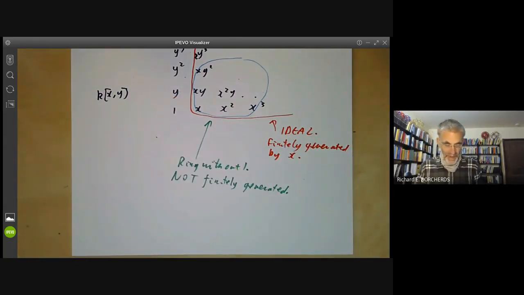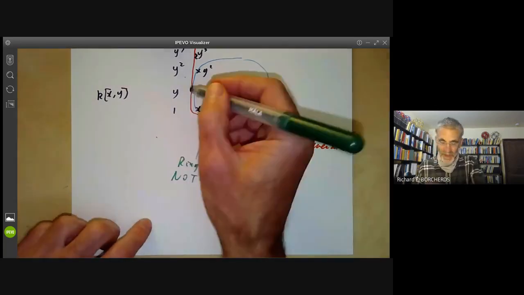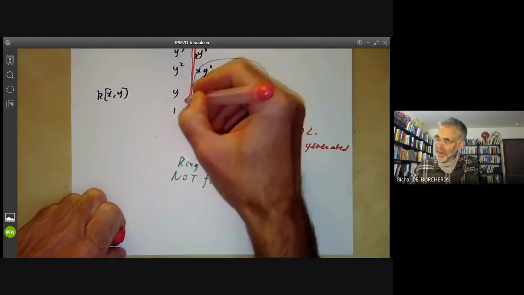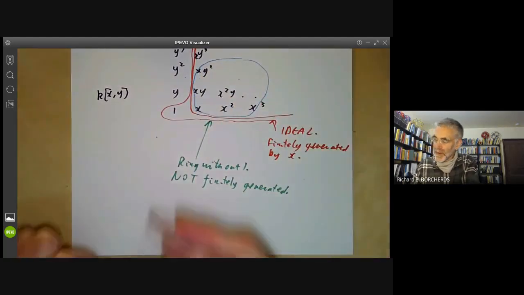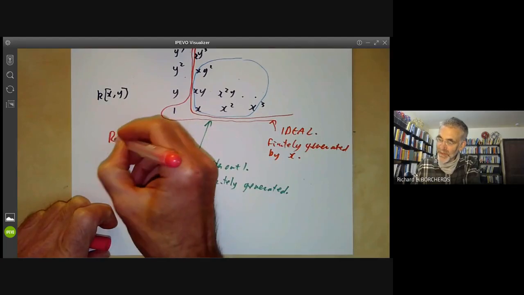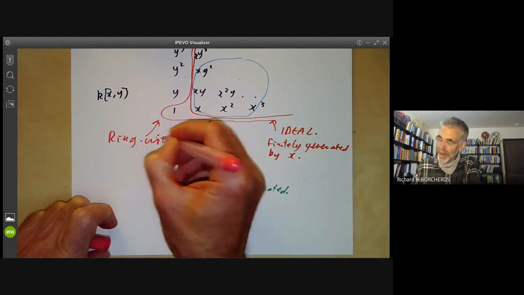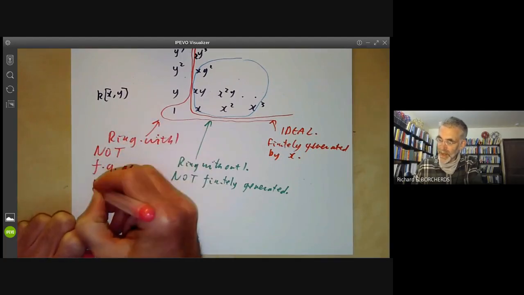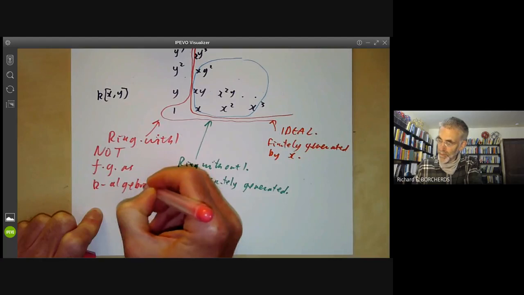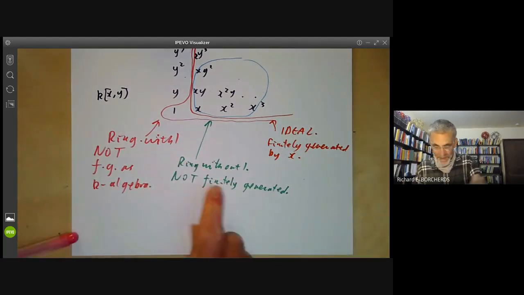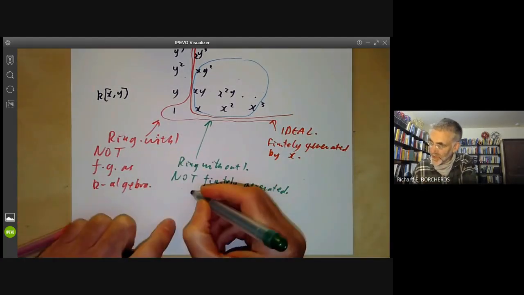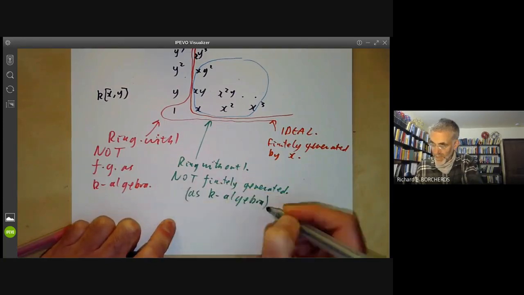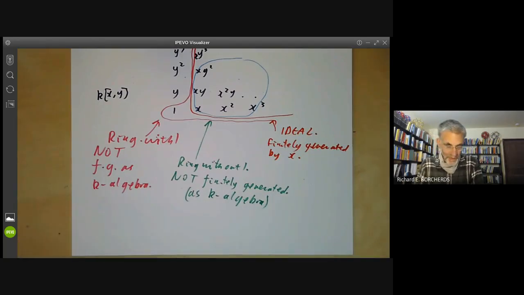If you want this to be a ring with identity, that's quite easy. You can just add the identity to it, and you can take this set here. So these things here form a ring with an identity, and again, it's not finitely generated as a K algebra. So when I say this is not finitely generated, I mean it's not finitely generated not just as a ring, but as a K algebra. I sometimes say finitely generated as a ring when I mean as an algebra.